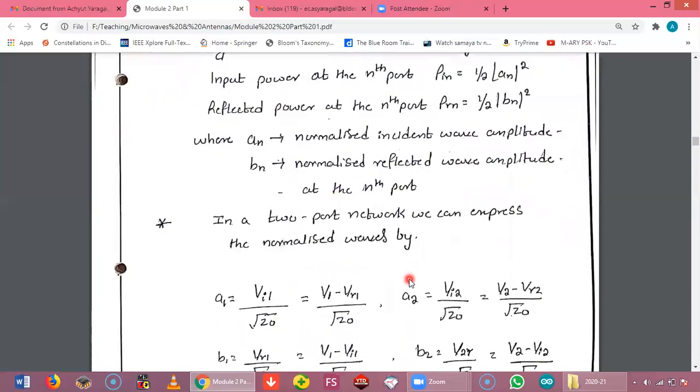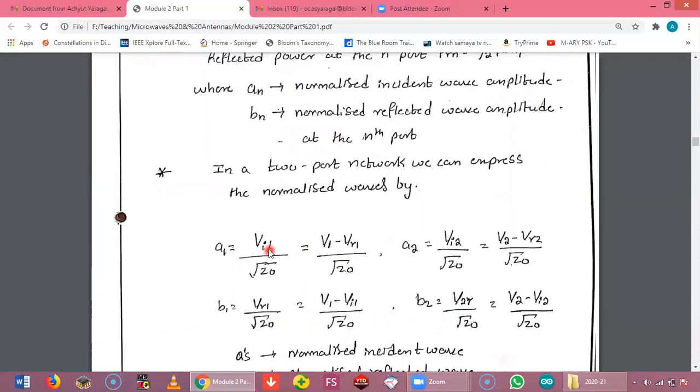In the two-port network, we can express the normalized waves. You can see here V_i1. A1 is V_i1 divided by root Z0. You can see in the figure. This V_i1 is the voltage across port 1 minus the voltage that has been reflected, divided by root Z0. You can see in the figure here.